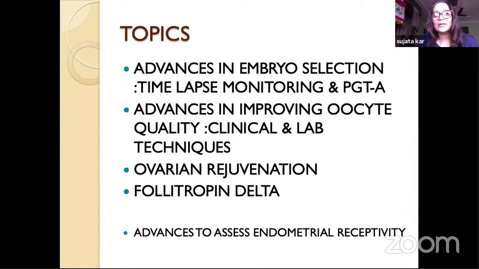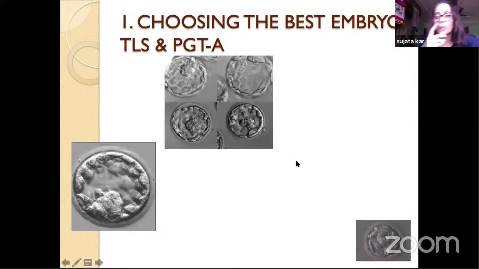So in my talk today, I'll be covering advances in embryo selection, about time-lapse and PGT-A, advances in improving oocyte quality, clinical and lab techniques, ovarian rejuvenation techniques, follitropin delta, and if I have time, advances to assess endometrial receptivity, which Dr. Duru has covered quite a lot. Now, how to choose the best embryo? We have two techniques which are very much in clinical practice. One is time-lapse and PGT-A. Let us examine one after the other.